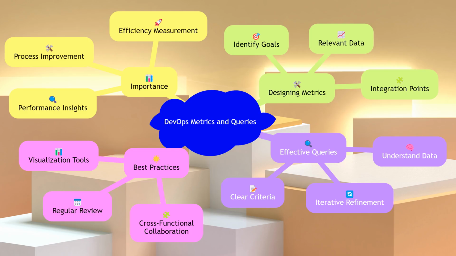In the realm of DevOps, metrics and queries are essential tools for measuring and understanding the performance and efficiency of delivery processes. They provide insights into various aspects of the development lifecycle, from code commits to deployment and beyond. By designing and implementing appropriate metrics and queries, teams can identify bottlenecks, improve processes, and ensure that they are delivering high quality software consistently. This presentation will delve into the importance of metrics and queries, how to design them effectively, and best practices for implementation.